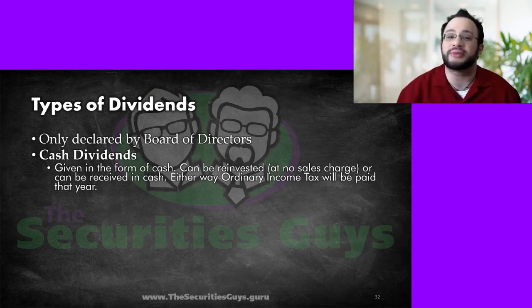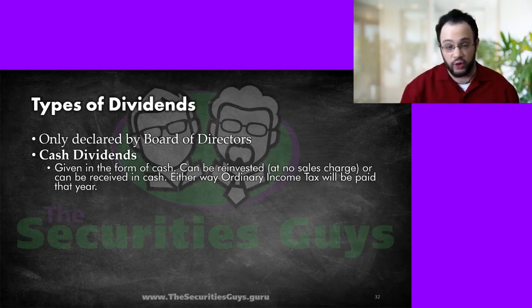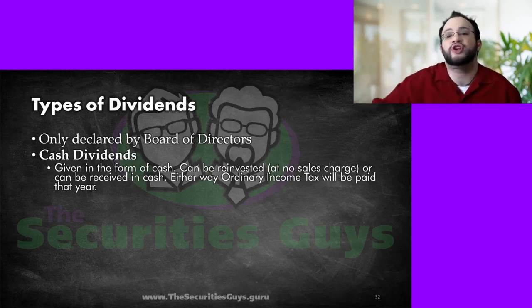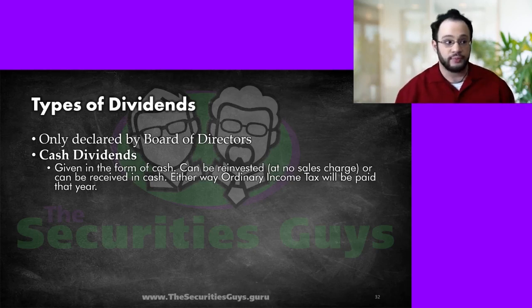These are the ones we normally think of, given in the form of cash. Either can be reinvested at no sales charge, or can be received in actual cash. Either way, ordinary income taxes are paid that year, whether reinvested at no additional sales charge or taken in cash, the exact same amount of taxes is paid that year. But if you reinvest it, that's compounding your money because you're not paying sales charge. So instead of that sales charge going to the company, it's going into your account.